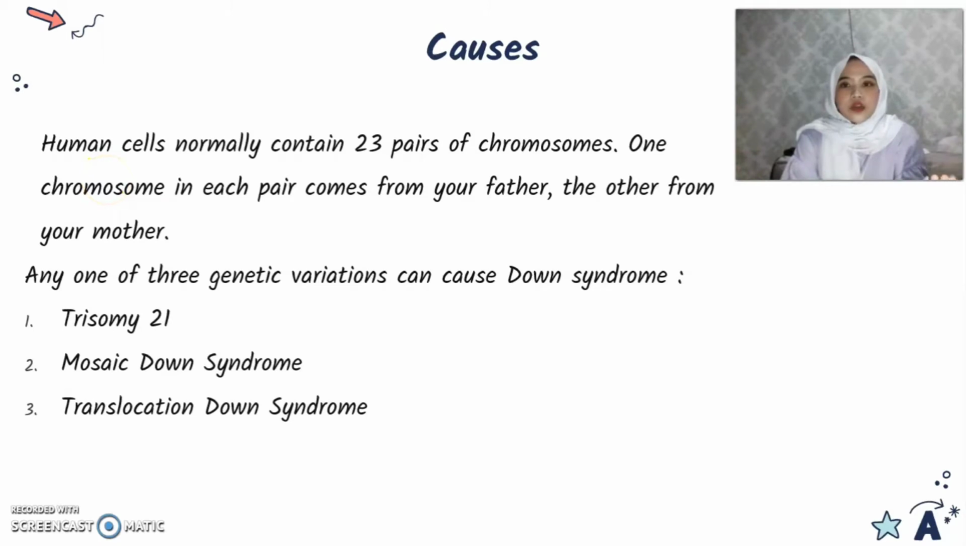Causes. Human cells normally contain 23 pairs of chromosomes. One chromosome in each pair comes from your father, the other from your mother. Any one of three genetic variations can cause Down syndrome. There is trisomy 21, and then mosaic Down syndrome, and then translocation Down syndrome.